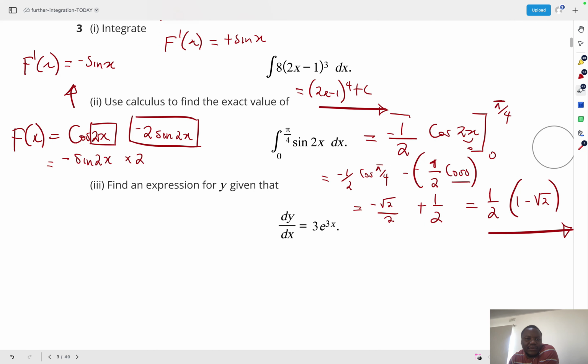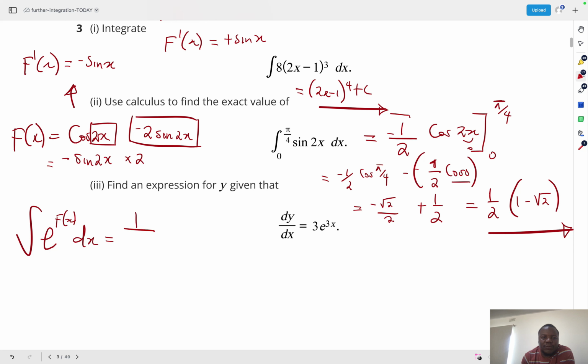There is this other question here which says find an expression for this. Again, if you want rules, there are those of you who may want rules. What we know is that if you've got the integral of e to the f of x dx, the rule is simple. You're going to have 1 over f prime, which is the derivative of f of x, over e to the f of x plus some constant c. Here we've been told that that's dy dx, so they want us to find y, meaning they want us to find the integral of this function.